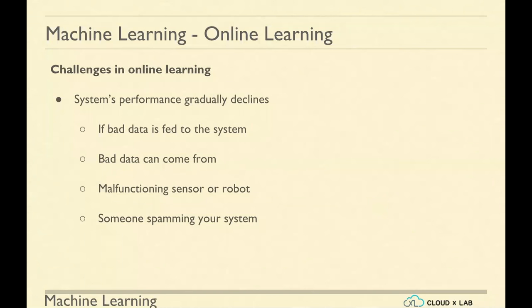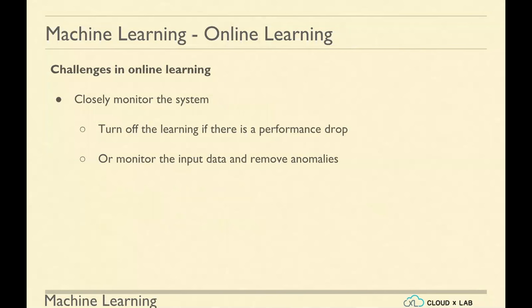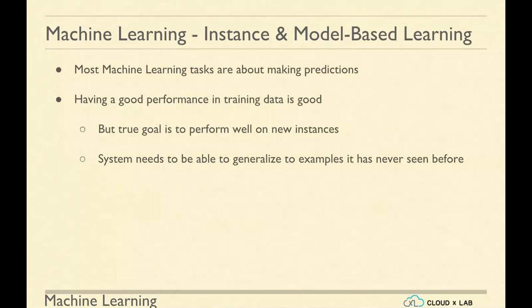All right, the only downside of online learning is that the system's performance gradually keeps on declining if bad data is fed to the system. Bad data can come from a malfunctioning sensor or robot, or someone spamming your system. The challenge in online learning is that you will have to closely monitor the system.